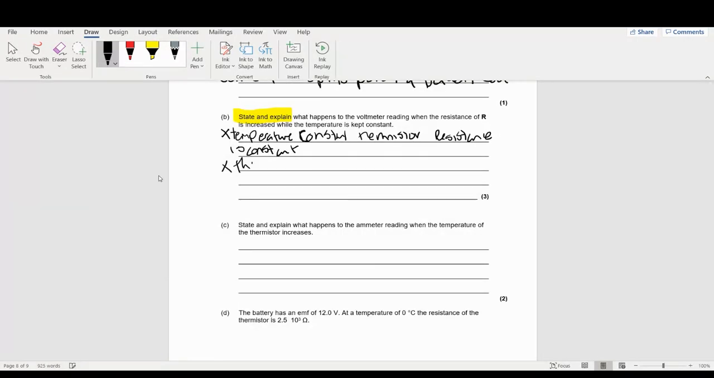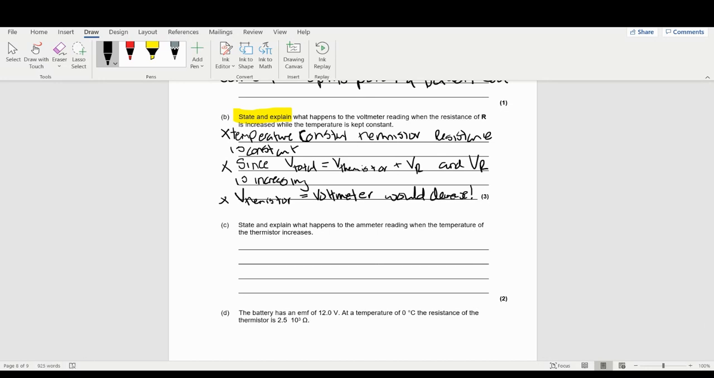This means, since the total equals the thermistor plus the R, and the voltage of R is increasing, this means the voltage over the thermistor, which equals the voltmeter, would decrease.